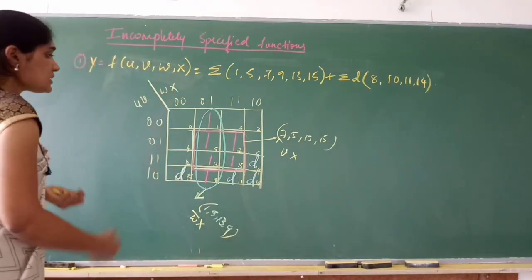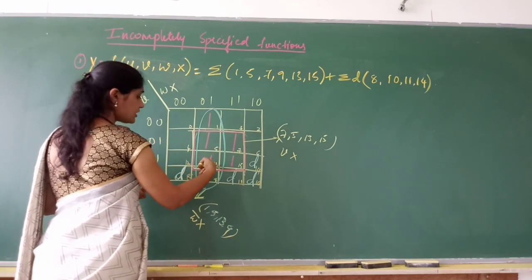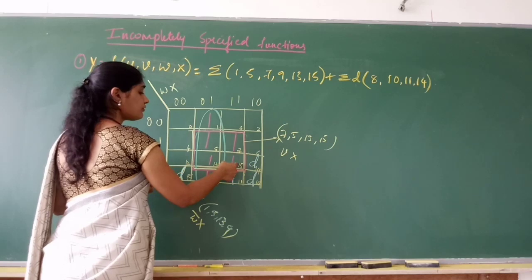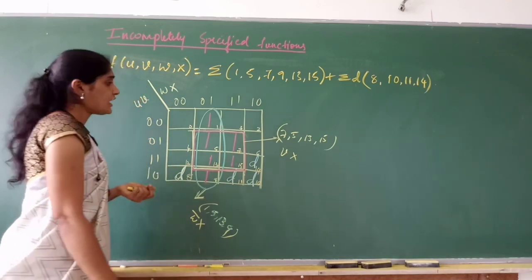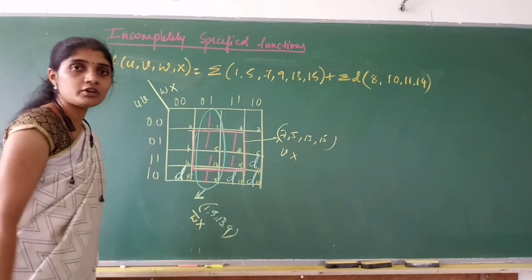Any other mean terms that are not covered? Have we covered 1? Yes. 5? Yes. 13? Yes. 9? Yes. 7? Yes. 15? Yes. So we have covered all the mean terms. Over. No need to worry about the don't care terms.